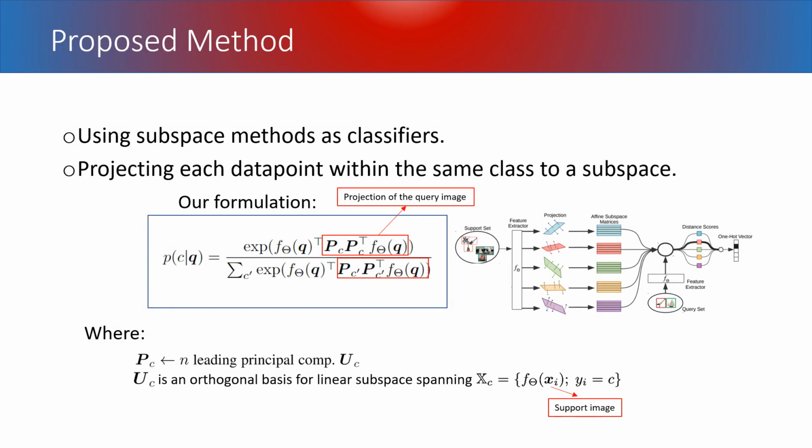This is the formulation of our work, the subspace methods as classifiers. So we project each data point within the same class to a subspace. Here the projection is made of the P matrix for each class. So this P matrix can be obtained from n leading principal components of U, where U is the orthogonal basis for the linear subspace spanning all of the representations from images under the same class.